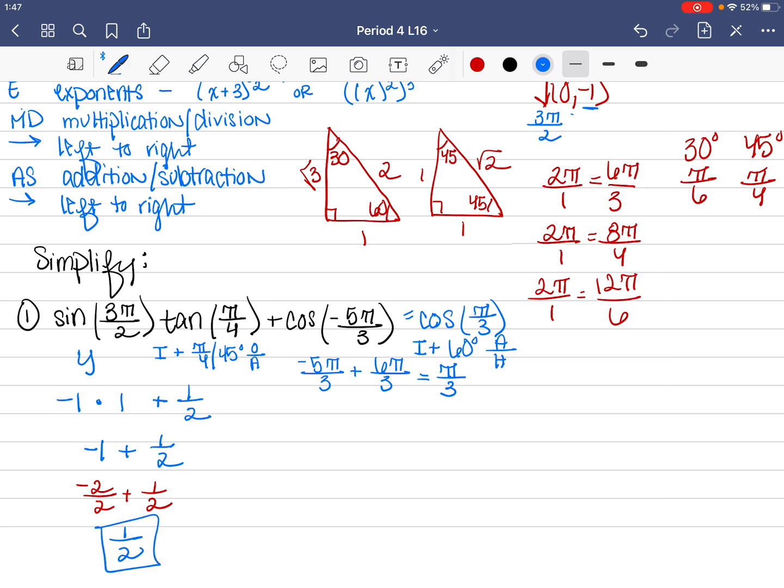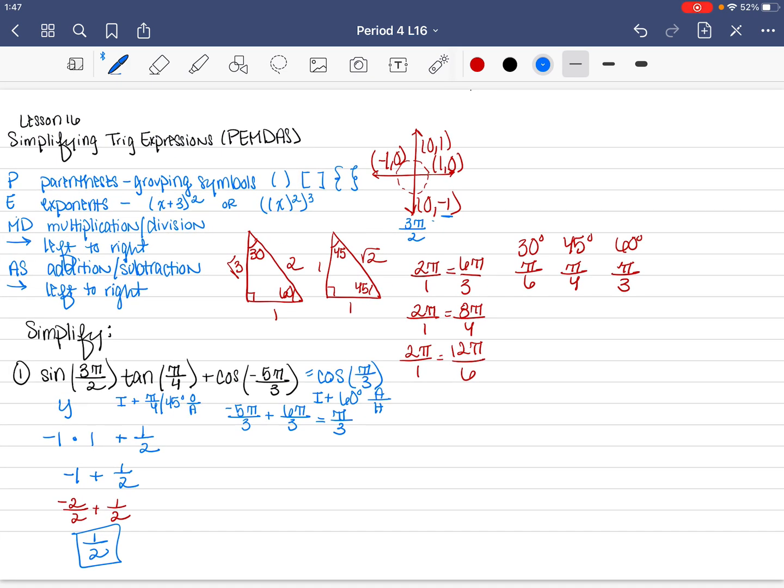All right, so that was a lot of work for one problem, am I right? We're using a lot of different things here, really focusing on that PEMDAS, and also working with the unit circle and finding the exact value. All right, I'm going to move on, and let's take a look at another one.